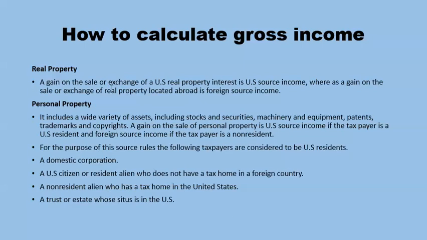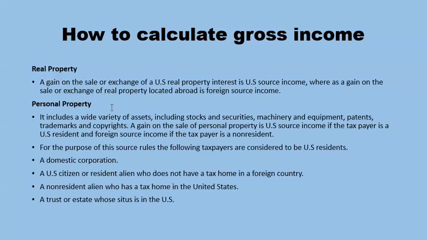Real property. A gain on the sale or exchange of U.S. real property is U.S. source income, whereas a gain on the sale or exchange of real property located abroad is foreign source income.